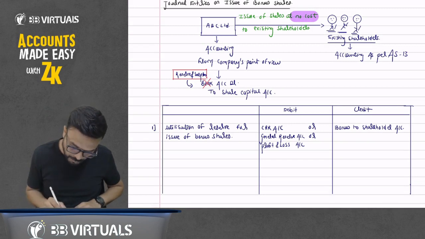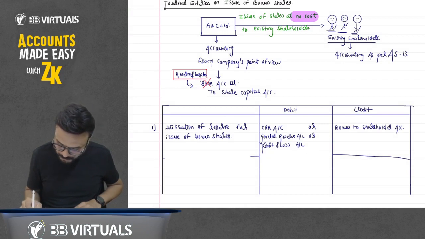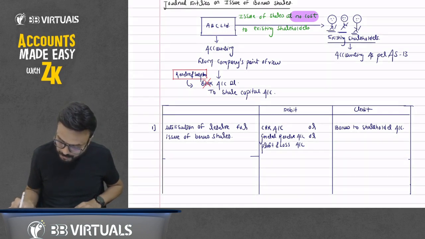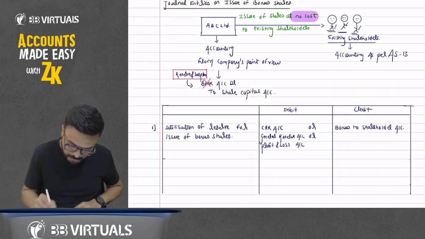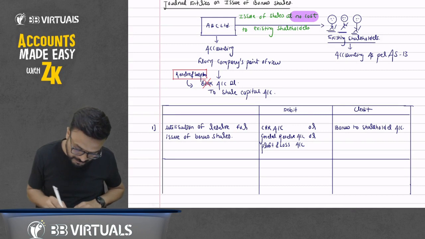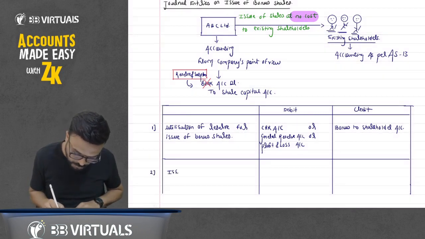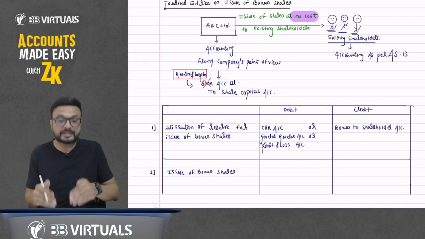Now we will discharge this liability. We are liable to pay the shareholder, bonus to shareholder. This one. Okay. So now we will discharge this liability, and you will write down an issue of bonus share. Now we are discharging the liability.